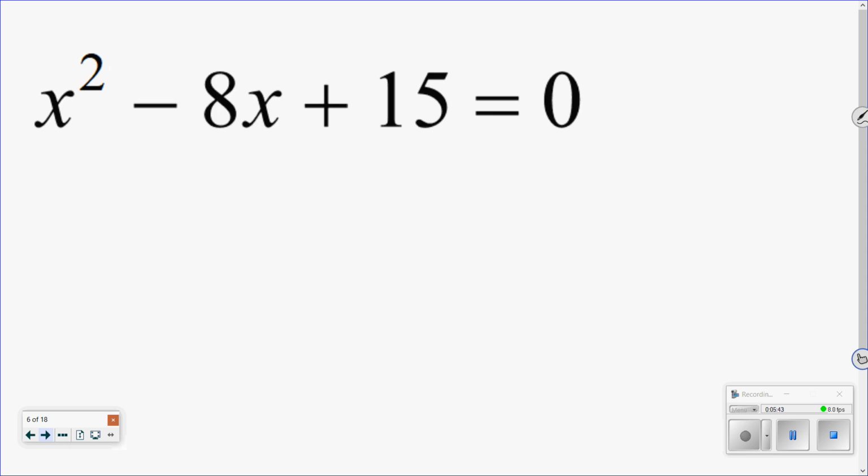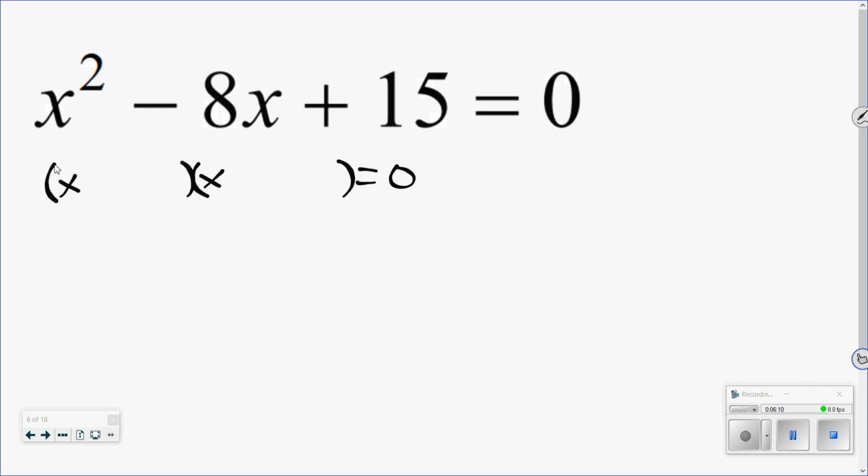I'm going to skip past that one. Let's try this one right here. So I have x squared minus 8x plus 15 equals 0. Okay, so make sure it's in standard form. This one is, I've got the x squared, the x, the constant equals 0. Second step is to factor it. So do my two sets of parentheses. What times what gives me x squared? What times what gives me 15?